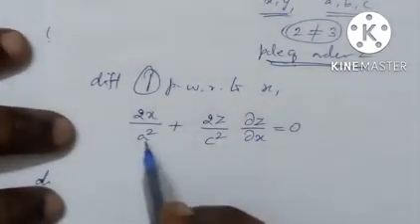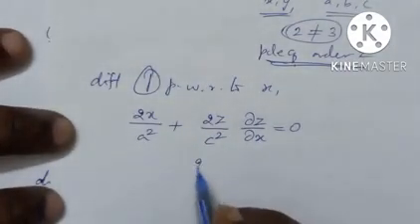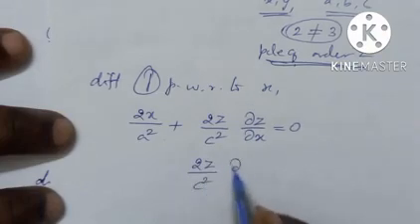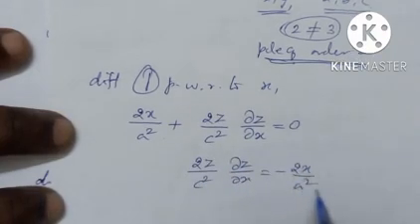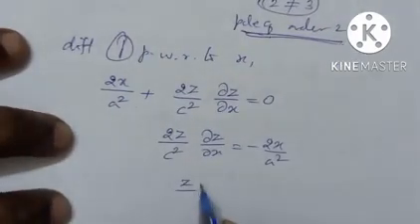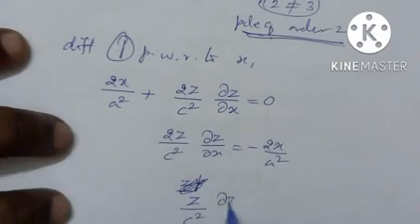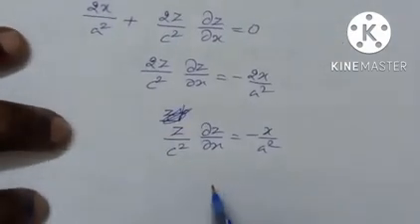After reducing the z square power, you differentiate z. Let us write it as 2z by c square dou z by dou x equal to minus 2x by a square. Both sides 2 get cancelled. It is z by c square into dou z by dou x equal to minus x by a square.